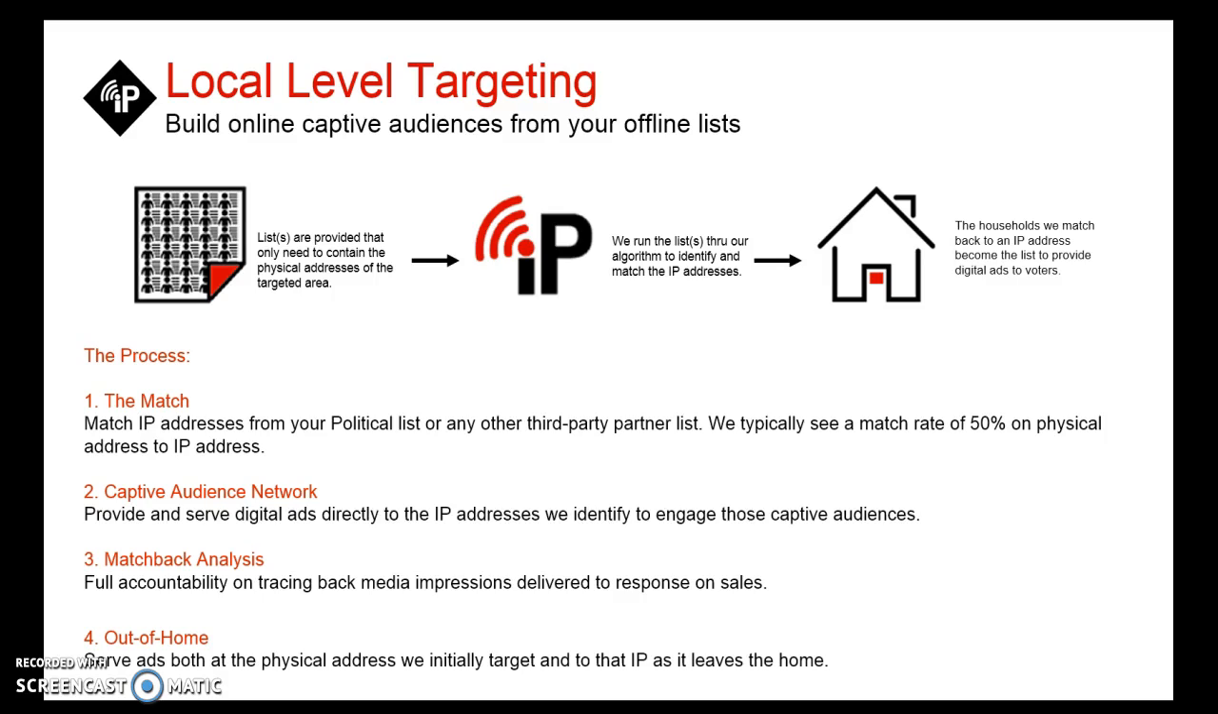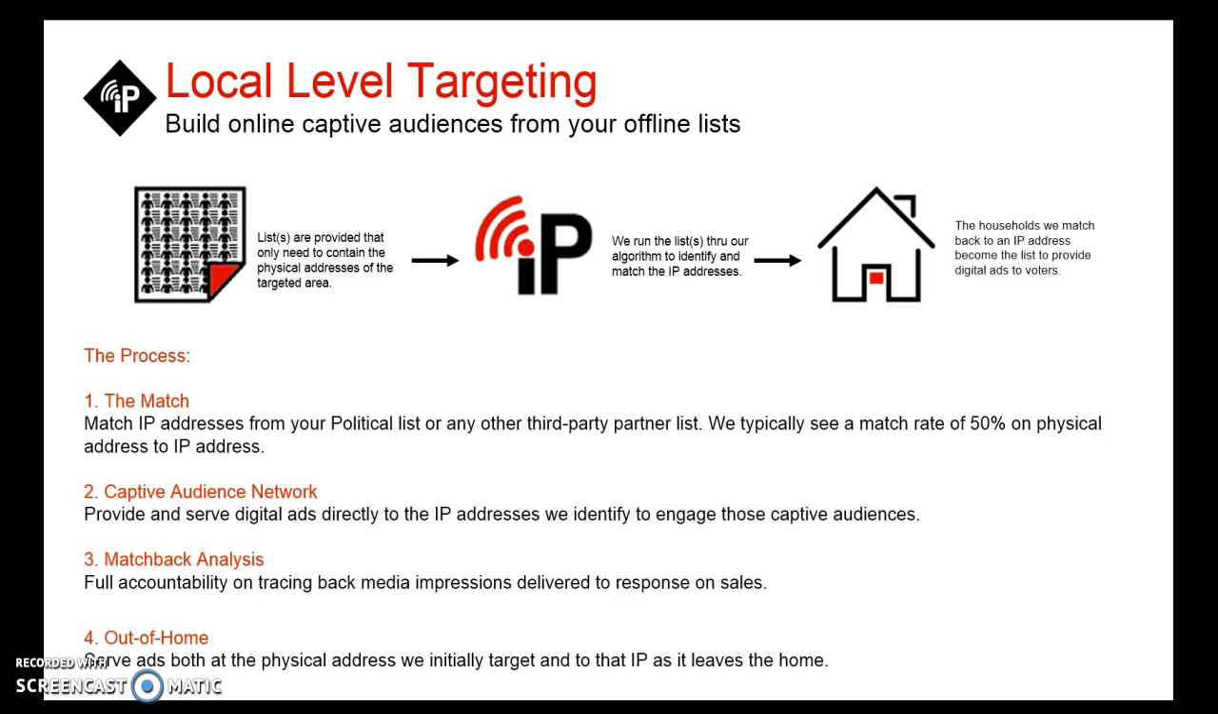So again, the process is we match the IP addresses from the political lists that are provided. We can also use third-party lists. We typically have a 50% match, sometimes up to 90, depending on the location. There's a lot of factors, but we average 50%. We can go up to 90%, never 100%.